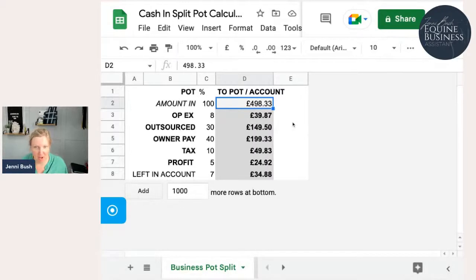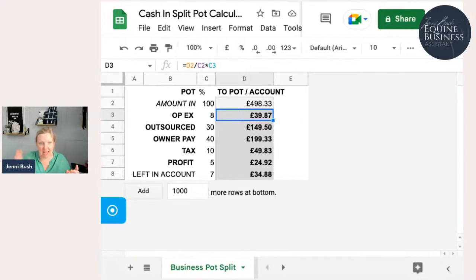So say, for example, I got £498.33. I put it in my calculator. This little spreadsheet, I just open it up and go, right, I've had that amount of money. And I grab my phone, and then I go, right, okay, I put £39.87 into my operations expenses. So this covers things like website, adverts. This covers any tools that I pay for or whatever.